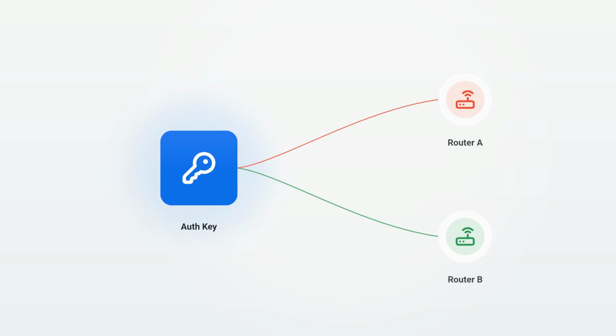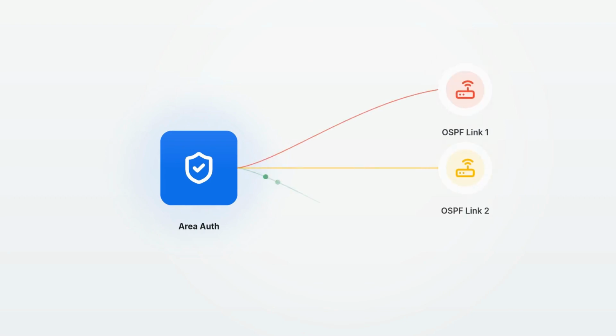If authentication still fails, compare the key or password on both routers first. A simple value mismatch is one of the fastest causes of a down adjacency to confirm. Area authentication sets the expectation across every OSPF link in that area. It's efficient, but every participating interface still has to line up with the same method and keying.